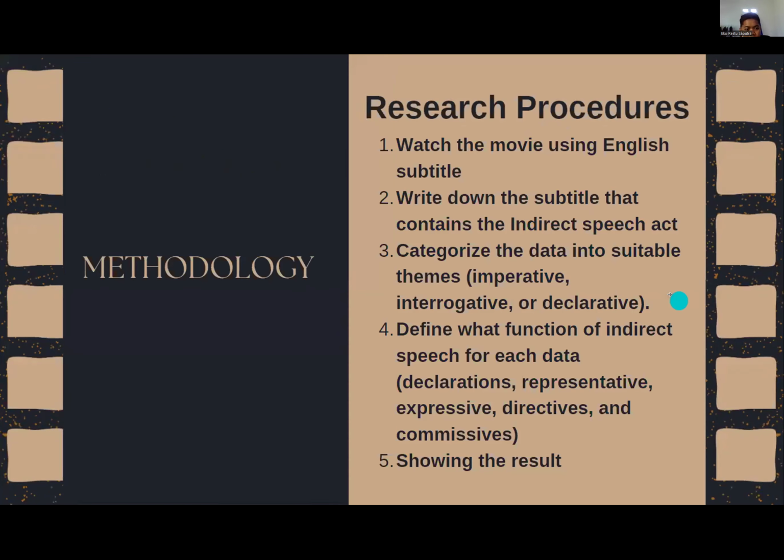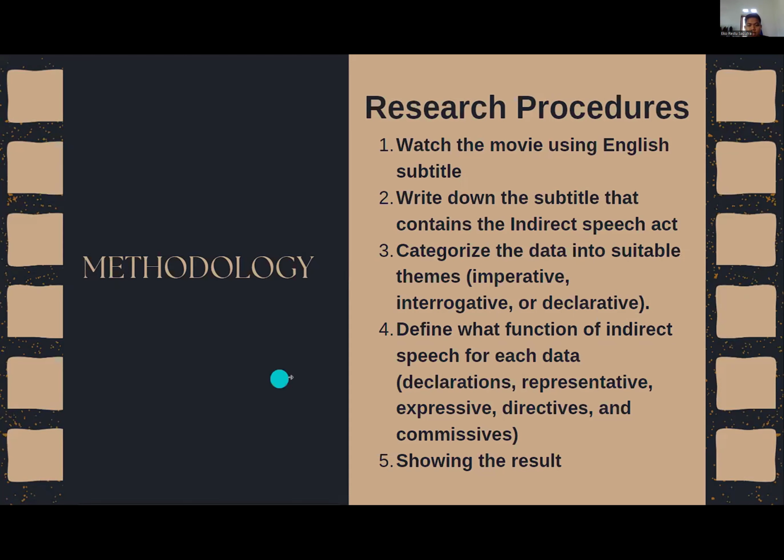Next slide, please. Here are the procedures of our research. The first is to watch the movie using English subtitles. The second is to write down the subtitles that contain indirect speech acts. The third is to categorize the data into suitable themes, referring to the framework that we have mentioned before. The fourth is to define the function of the indirect speech for each data. So after we categorize, then we define the function as our objective of this study. And the last is showing the result.